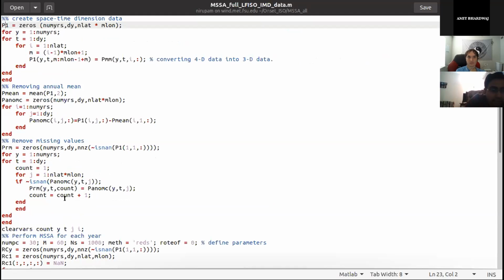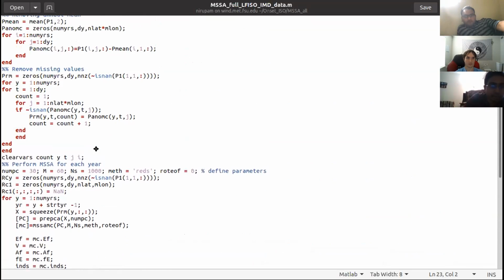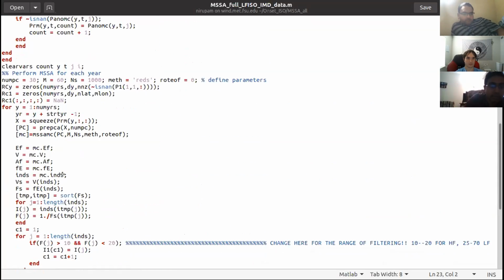So once you have the missing values removed, this is basically two for loops and one if loop. If you have a NaN value for a particular mask file, then you put NaN values for all those files as well, and then remove those NaN values from your data. This is how you define the matrix. NNZ is the number of non-zero values with not ISNAN, and so on and so forth. So once you have that, then you perform the MSSA.